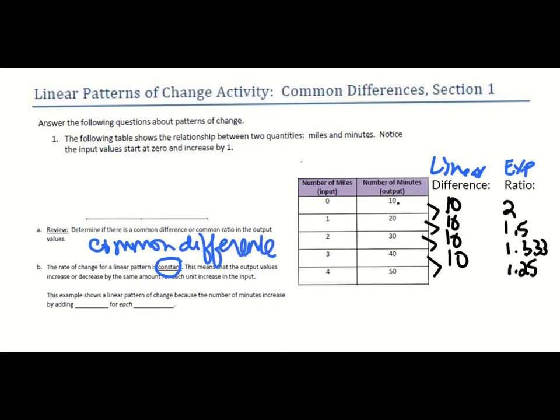It says the rate of change for a linear pattern is constant. So that means this is linear. That means the output values increase or decrease by the same amount for each unit increase in the input. This example shows a linear pattern of change because the number of minutes increased by adding 10 for each mile.